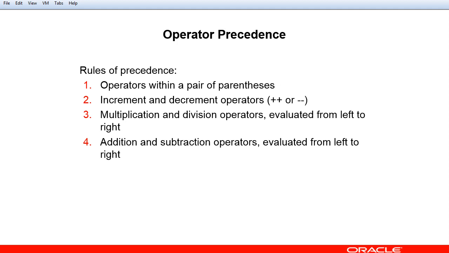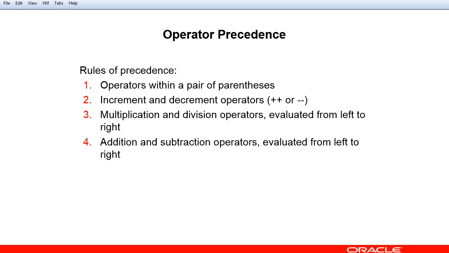To make mathematical operations consistent, the Java programming language follows the standard mathematical rules for operator precedence. Operators are processed in the following order. First, anything inside parentheses is performed. Then, increment and decrement operators, that's the plus plus and minus minus we just discussed, get processed next. Then, multiplication and division operators are evaluated, always from left to right. And then, addition and subtraction operators are evaluated, again from left to right.